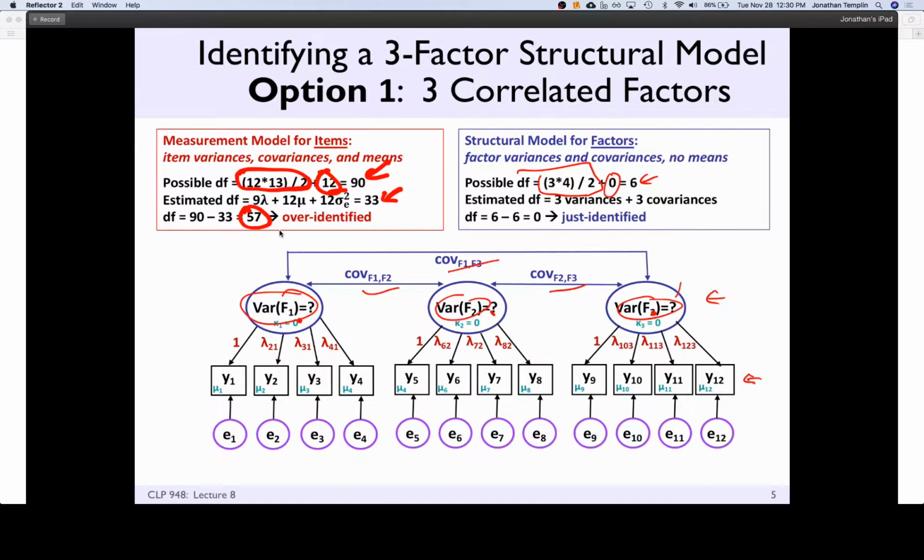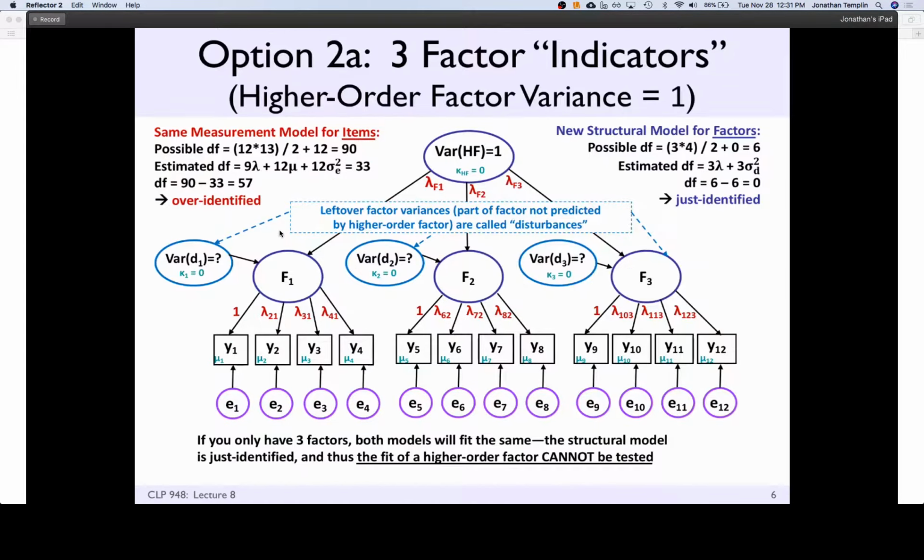Right? If we were to put a higher order factor on it, like this, right here, what would we be estimating? Well, we would be estimating 1, 2, 3 factor loadings, 1, 2, 3 factor variances. There's our 6. So here it is right here, actually. Which is okay. Just identified. That's right. Has 3 degrees of freedom.